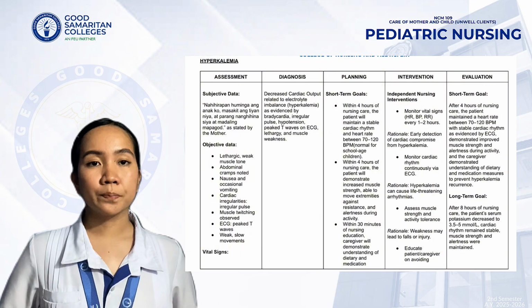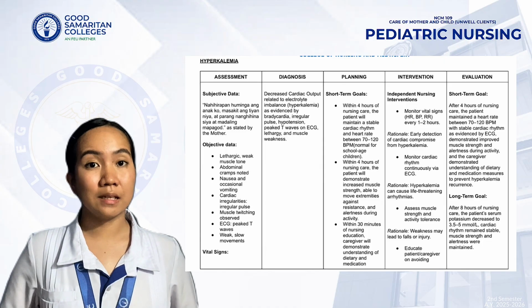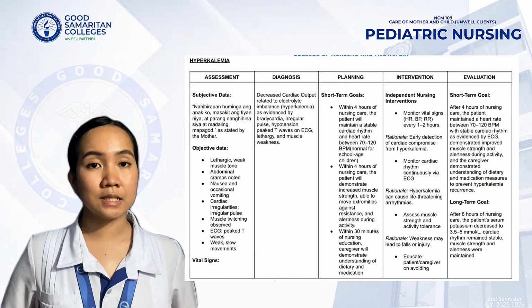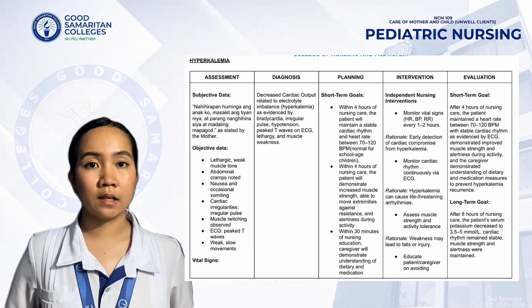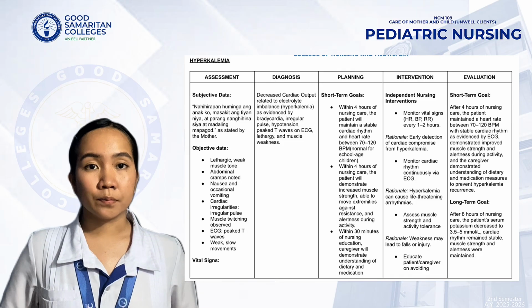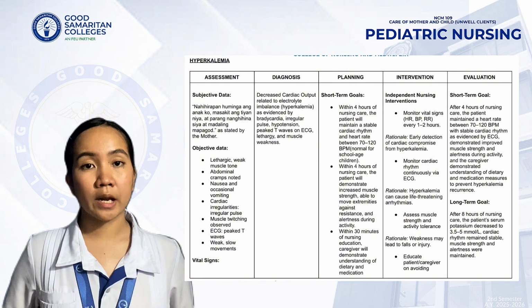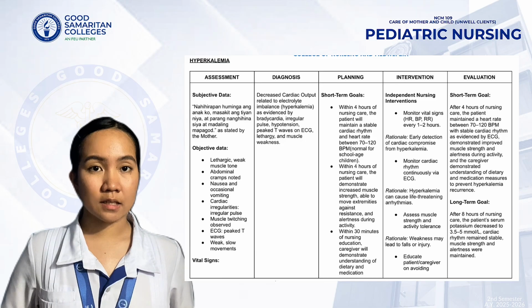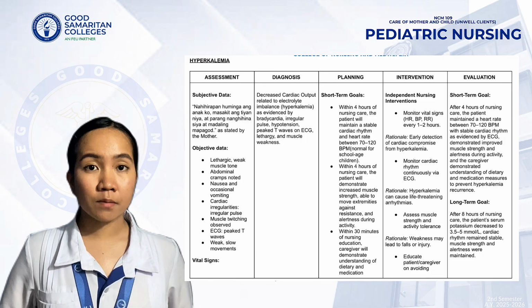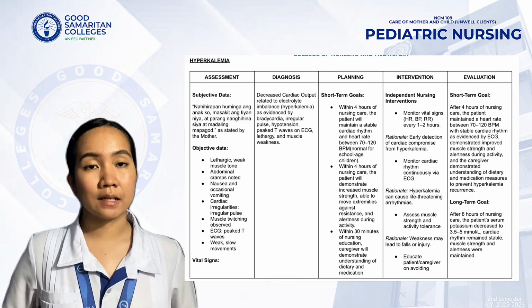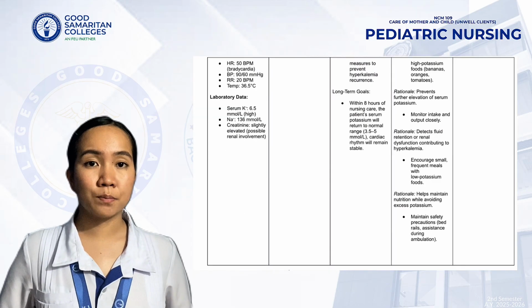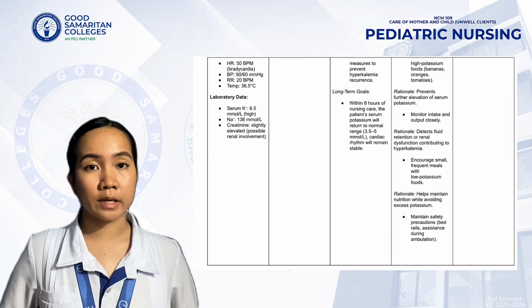So for planning po, for our goals, we divided it into short-term and long-term. So for short-term goals po, within 4 hours of nursing care, the patient will maintain a stable cardiac rhythm, heart rate will be within normal limits for age, and the patient will show improved muscle strength and alertness. And the caregiver will demonstrate understanding of the diet and medications of the child. And within 8 hours naman po, serum potassium will return to normal range while the cardiac rhythm will remain stable.